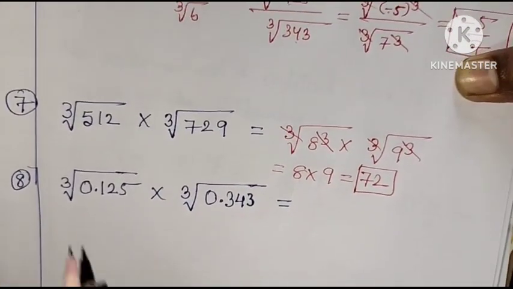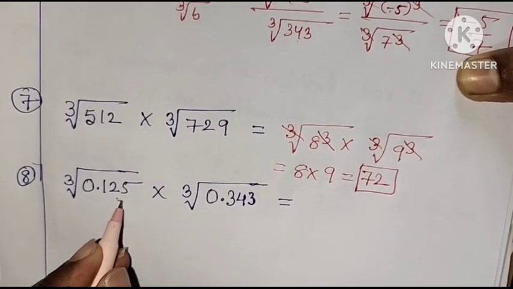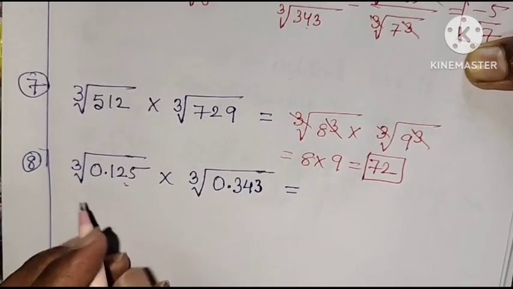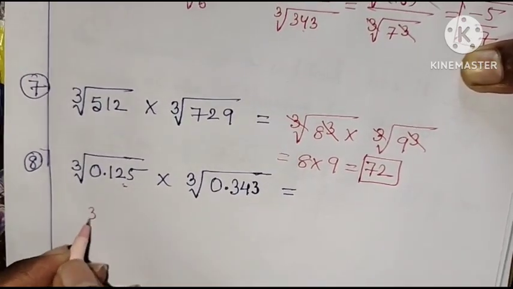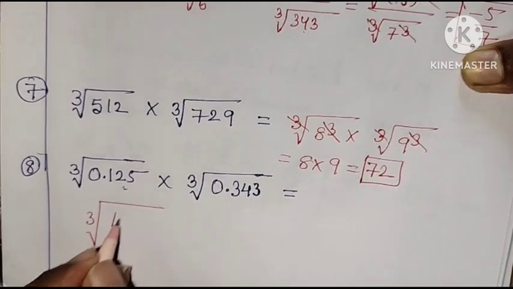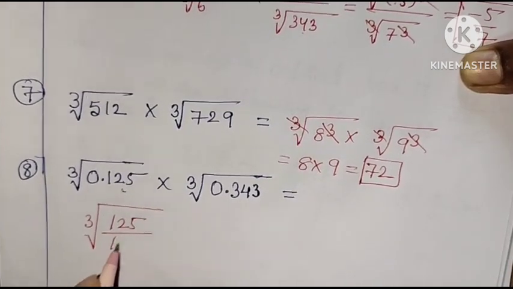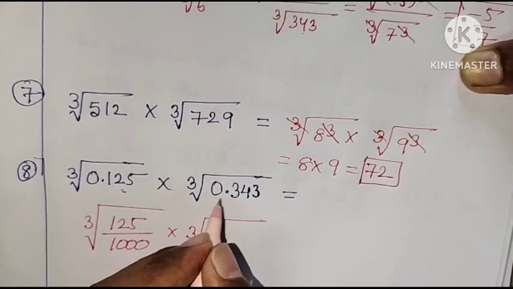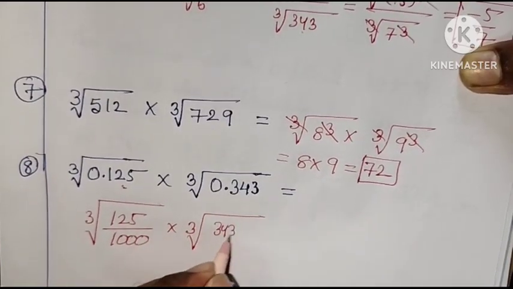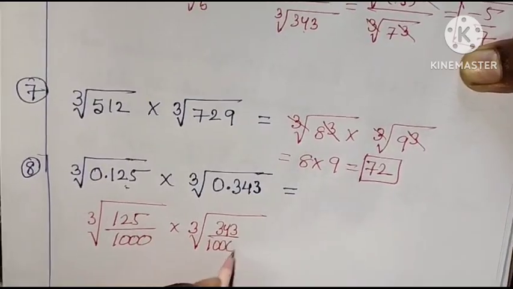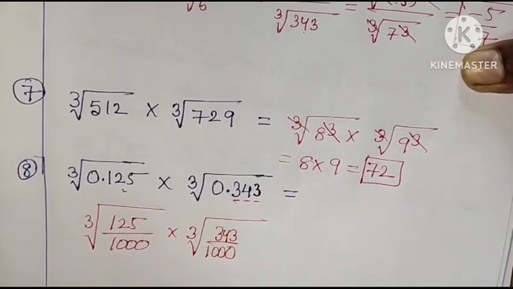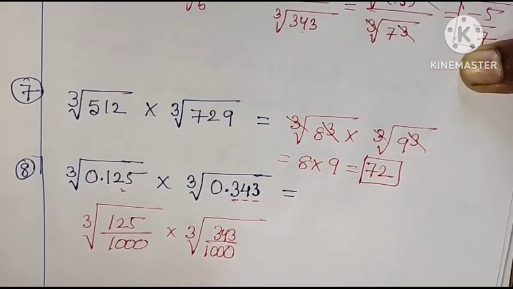Now cube root of 0.125 into cube root of 0.343. So cube root of 0.125 means 125 by 1000, into cube root of 0.343 means 343 by 1000. So after the point, how many decimal places? We have 3 decimal places. That's why we write 3 zeros.